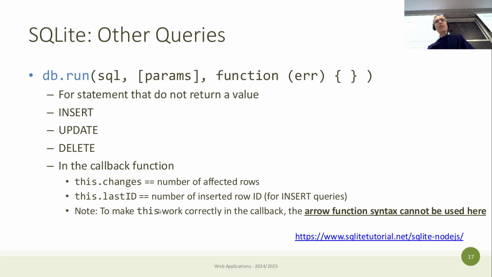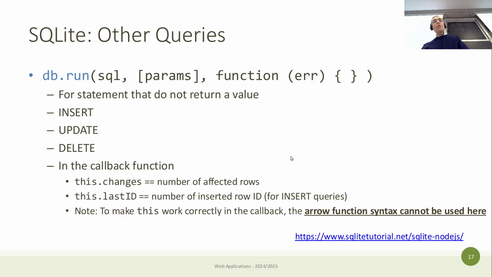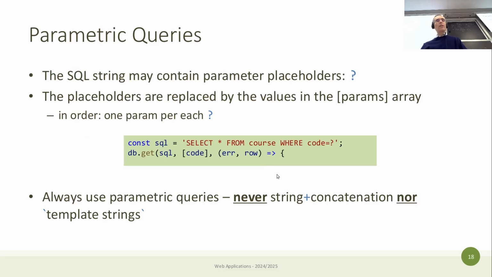We need to be careful because something is returned in the this object. You remember what we discussed about the this object, and we cannot pass an arrow function here because of how this works in JavaScript. And use parametric queries. We will go back to this point later in the course. Always use parametric queries, so don't construct a string yourselves when something coming from outside the SQL query is involved.